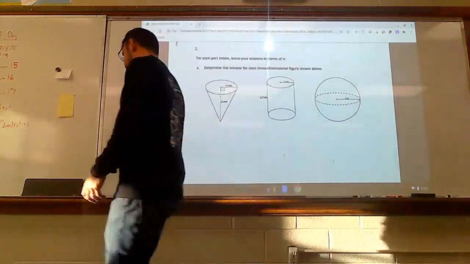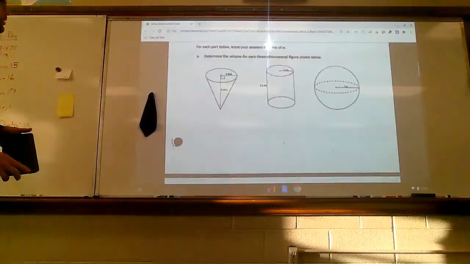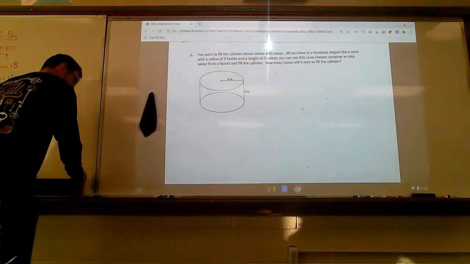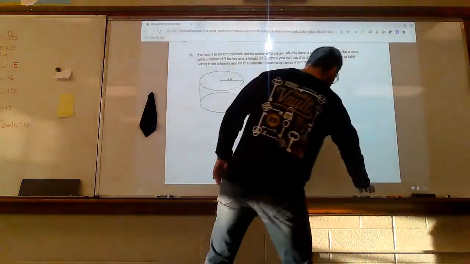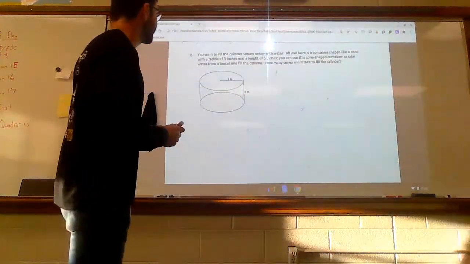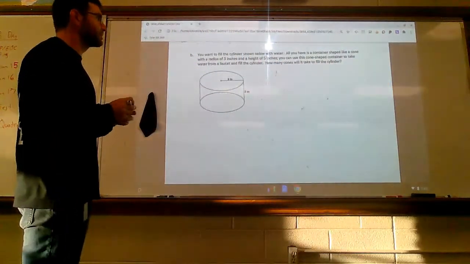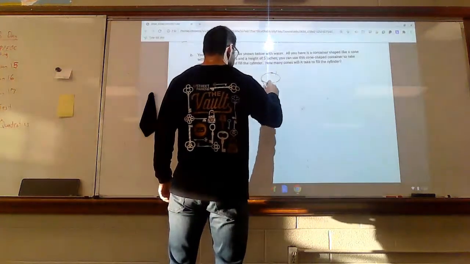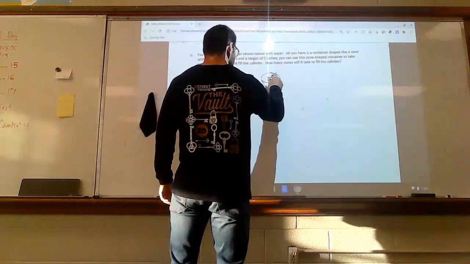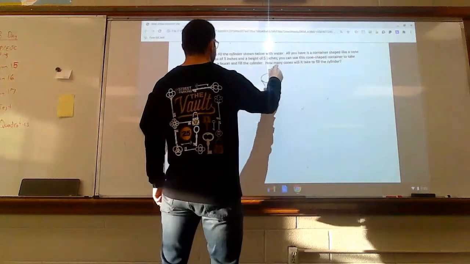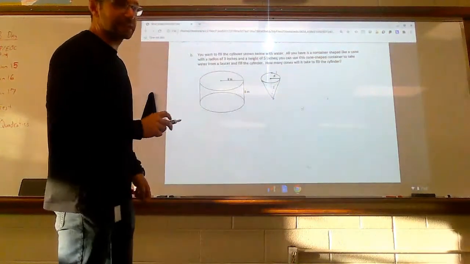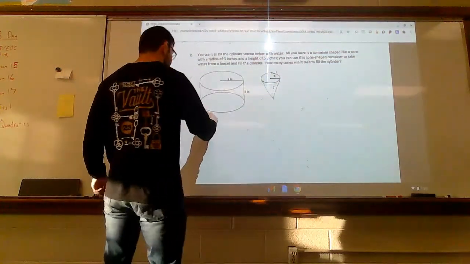Now we're going to get to a little bit tougher ones. So now we go from 2A to 2B. Okay. You want to fill the cylinder shown below with water. All you have is a container shaped like a cone with a radius of 3 inches and a height of 5 inches. So we have a cone that has a radius of 3 and a height of 5. How many cones will it take to fill the cylinder? Okay, so we need to find this one first.